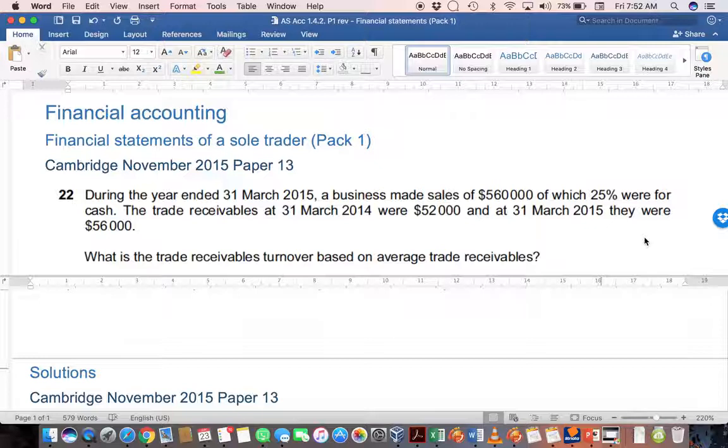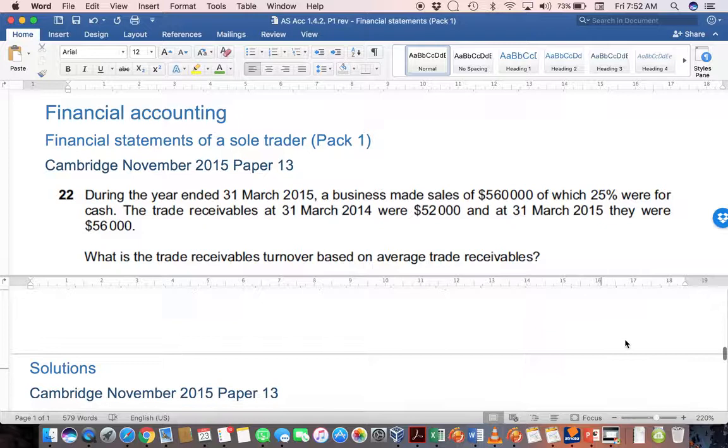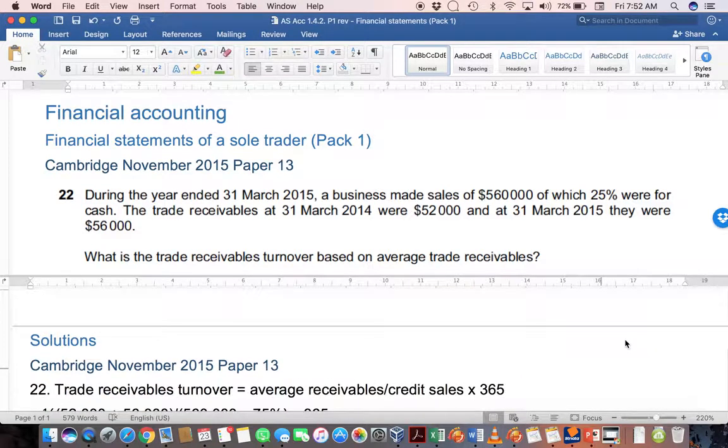The question asks, what is the trade receivables turnover based on average trade receivables? Well, what you'll need to do over here is firstly identify the formula that you need to use to work out your trade receivables turnover. In other words, how long it takes your debtors or your customers to pay you. This can also be known as the debtors collection period. It means exactly the same thing.